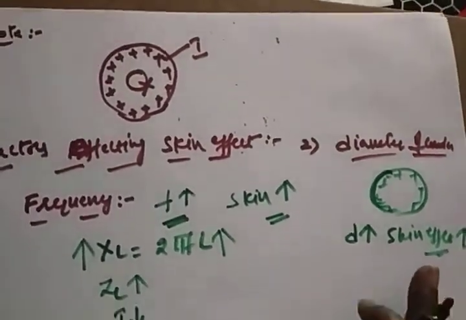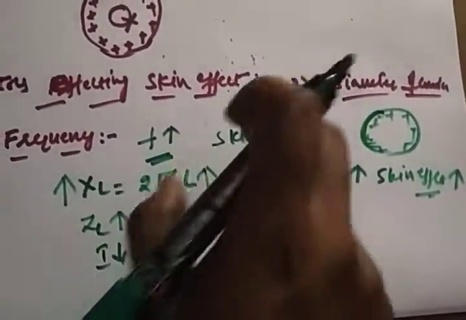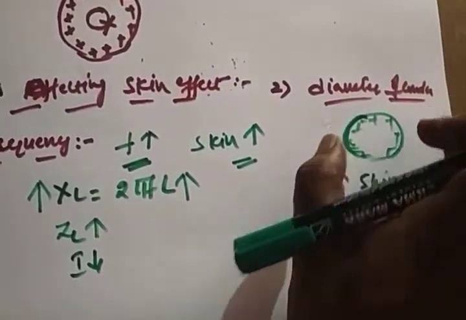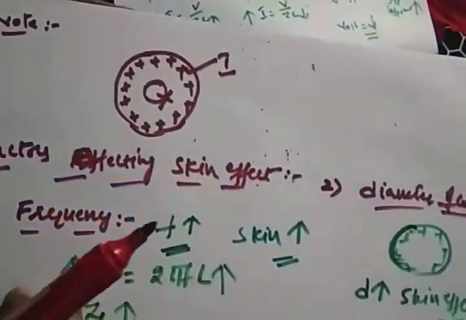The first one is frequency. If the frequency increases, your skin effect is increasing. If the diameter increases, your skin effect also increases. Next, the third one is temperature.